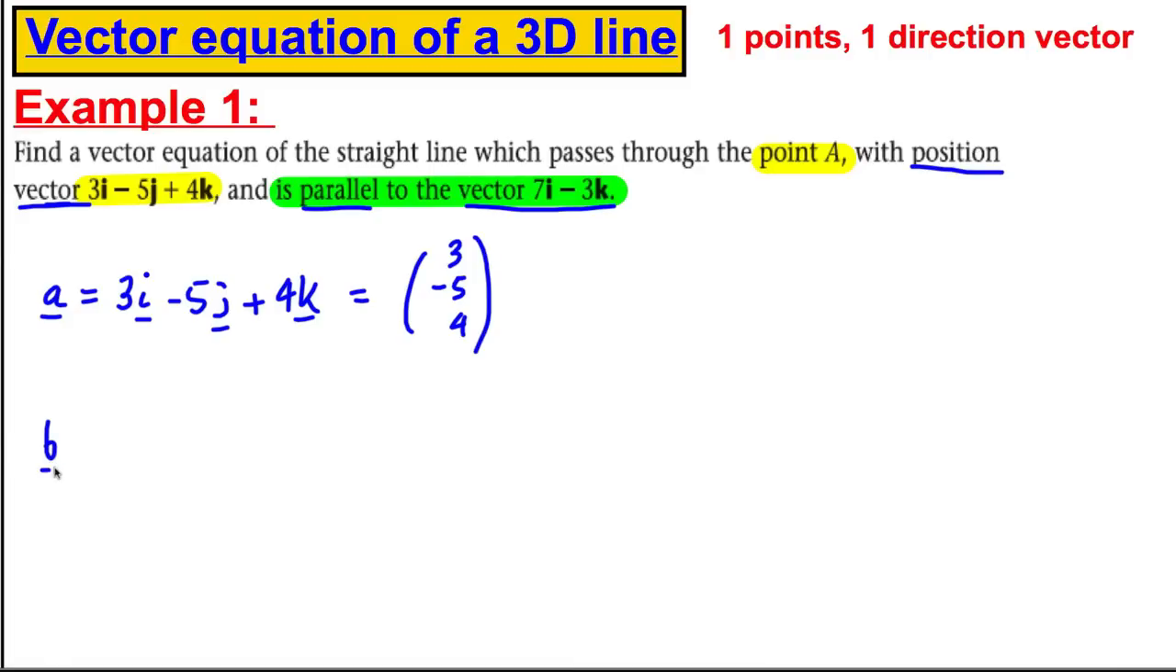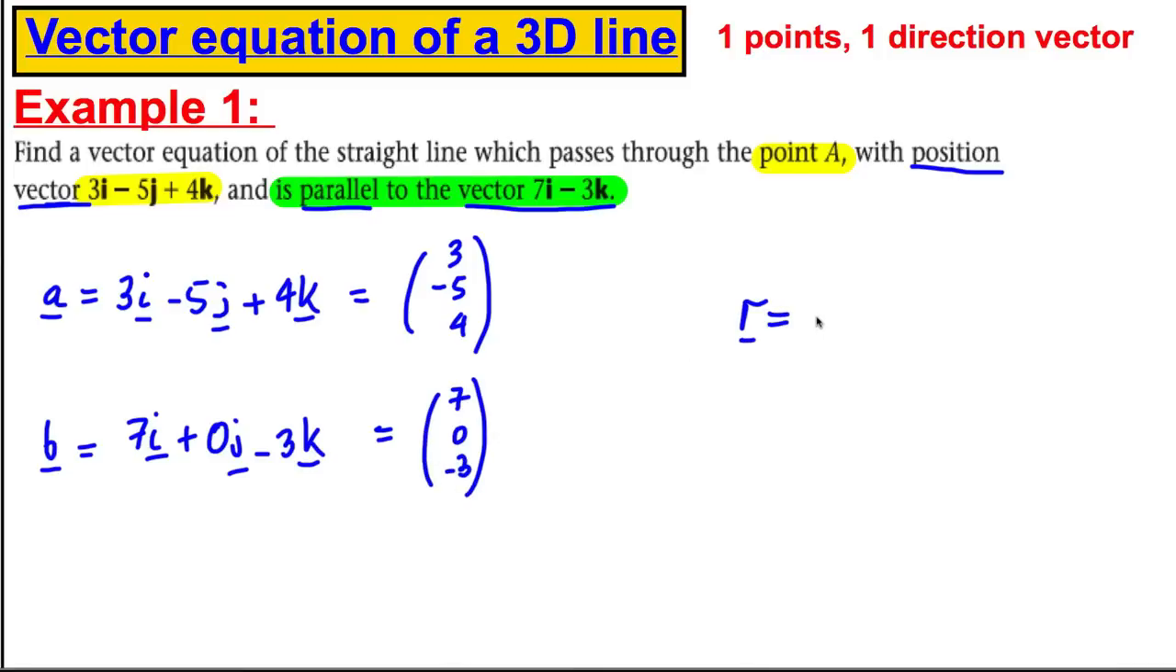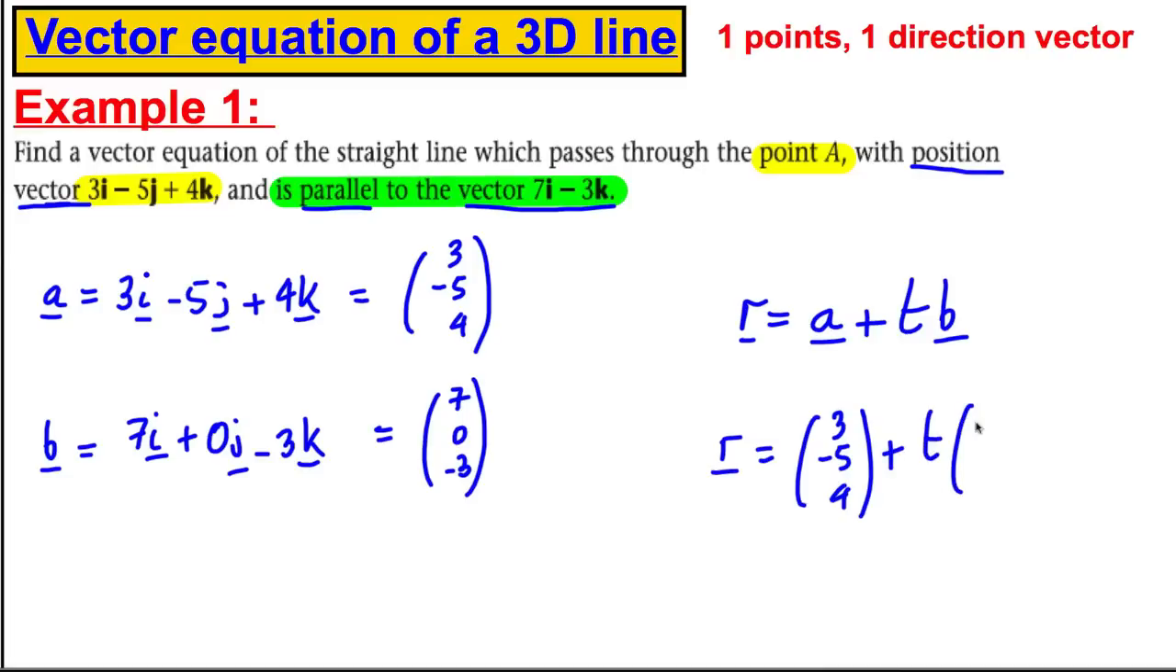So our b in this case, our direction vector, must be equal to 7i plus no j's, 0 j's, minus 3 k's, which we might write instead as 7, 0, negative 3. Now we know that r, the vector equation of a line, is equal to the position vector of a point on the line plus t lots of the direction of the line. We have everything we need here, so r must be equal to 3, negative 5, 4 plus t lots of 7, 0, negative 3, and you're done.